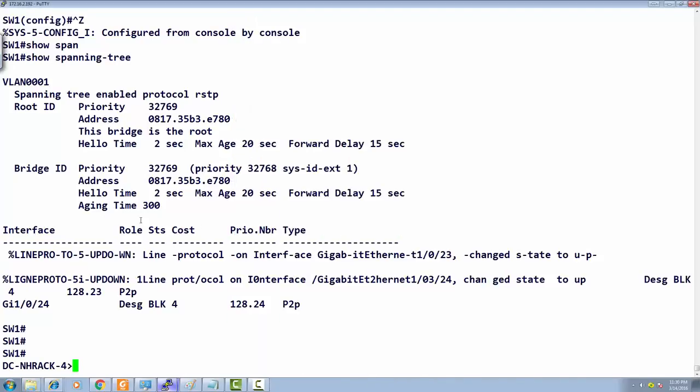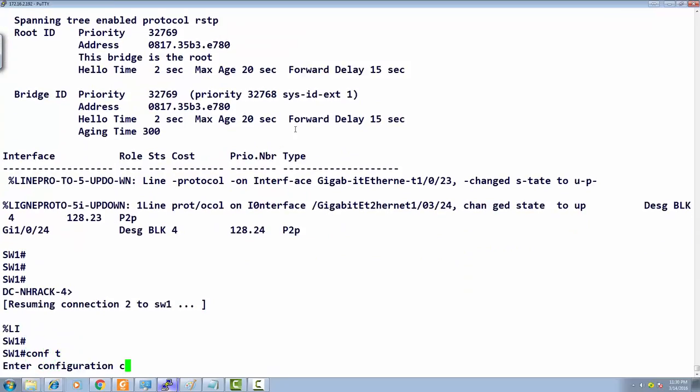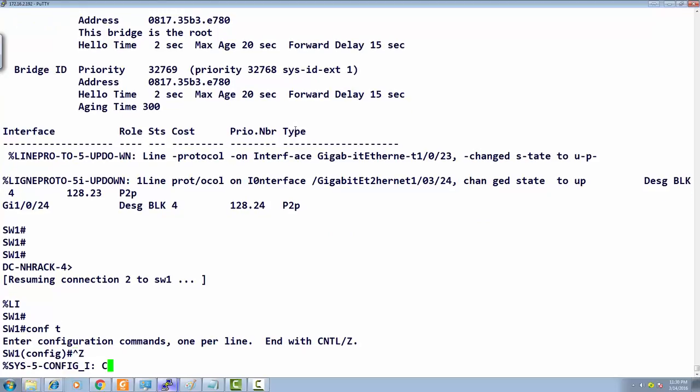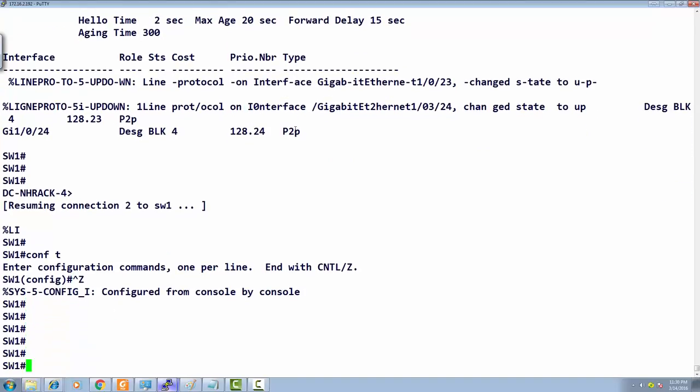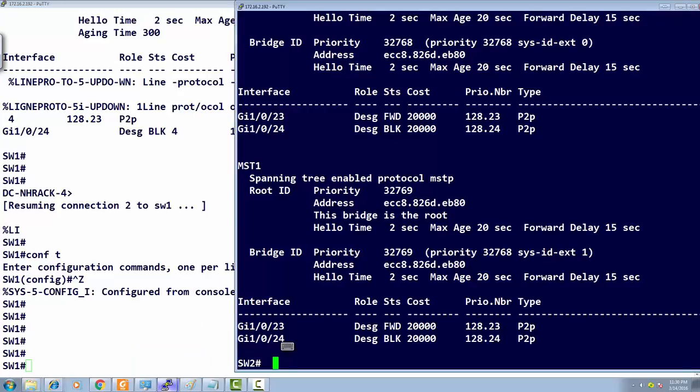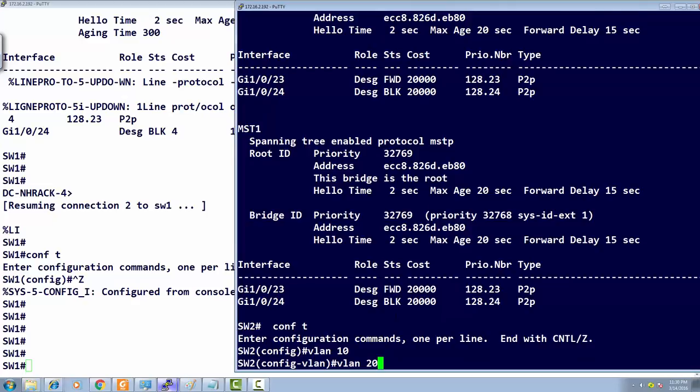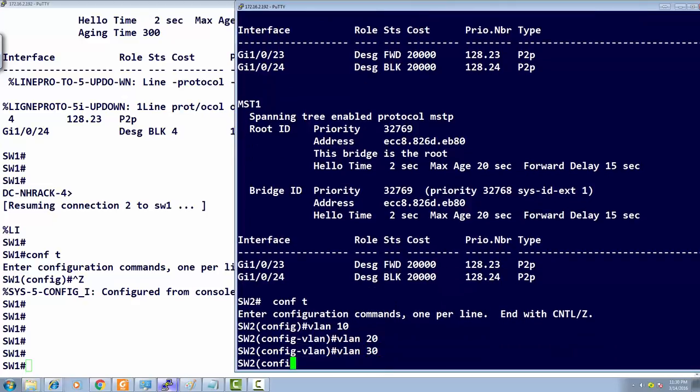I'm running MST this side. Let's see what I'm running. Rapid on one side and MST on the other side. I'll keep it like this. On switch 1 I'm keeping RSTP, and on switch 2 I'm keeping MST, and I'm going to create certain VLANs here. So I'll create VLAN 10, VLAN 20, VLAN 30.